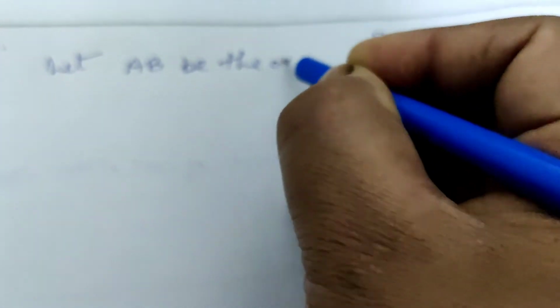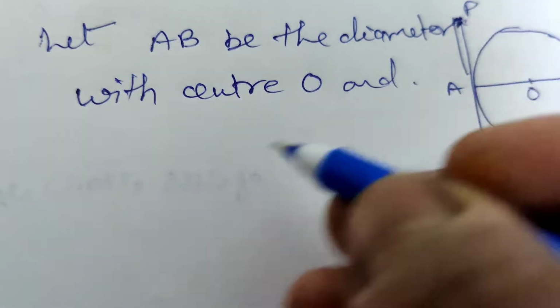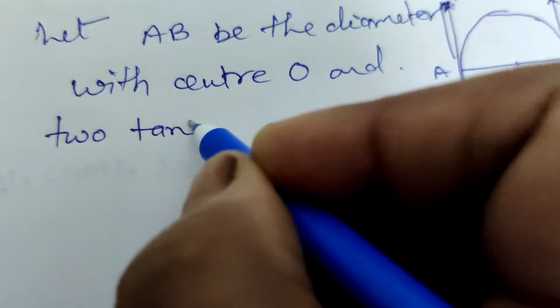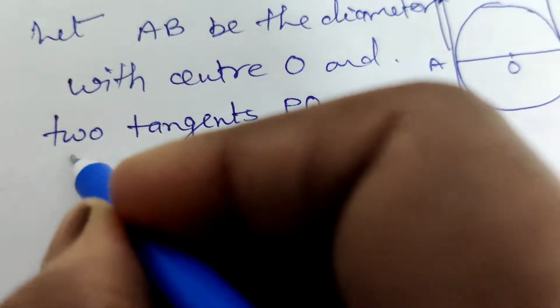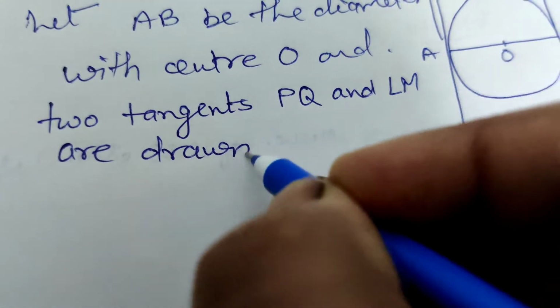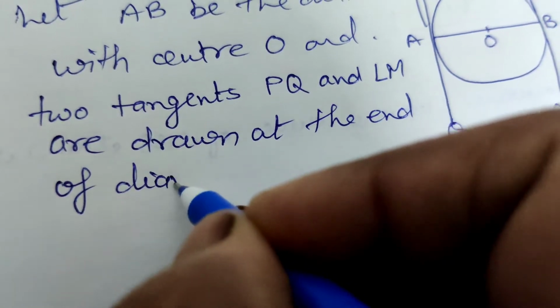So first we write: let AB be the diameter with center O, and two tangents PQ and LM are drawn at the end of diameter AB.